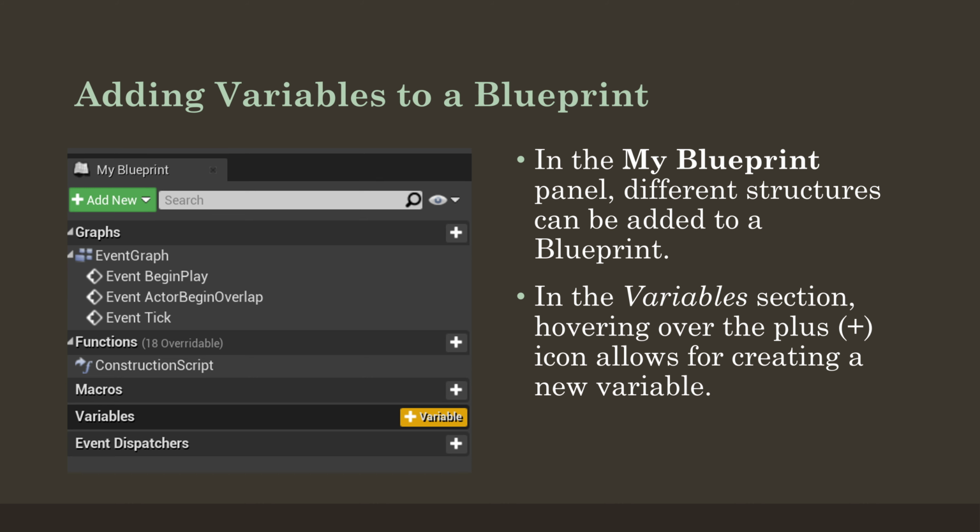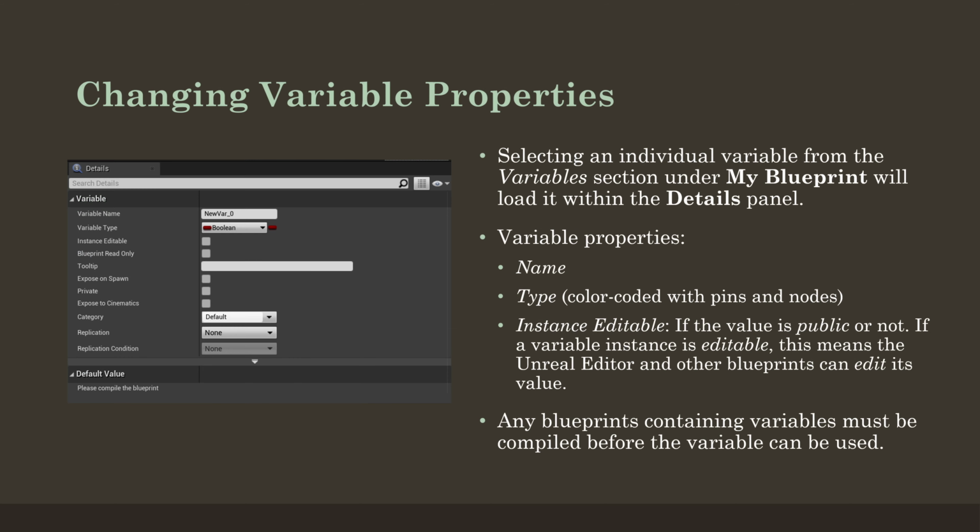This is similar to adding variables to an existing class in a different programming language, and so the variables are part of that class and accessible to that class. Once we've added a new variable as part of the variable section within the My Blueprint panel, by selecting that variable under the drop-down of variables, we can then edit its properties in the Details panel.